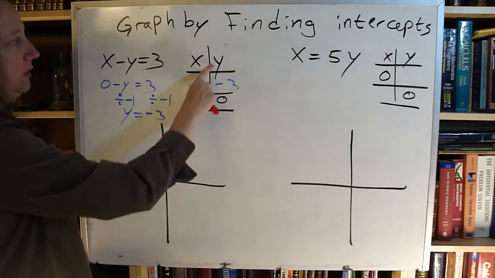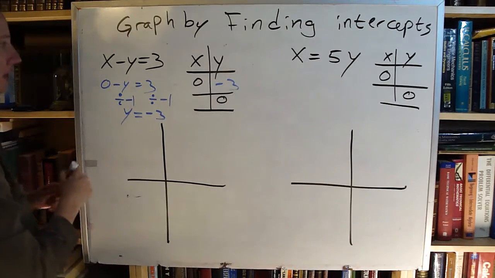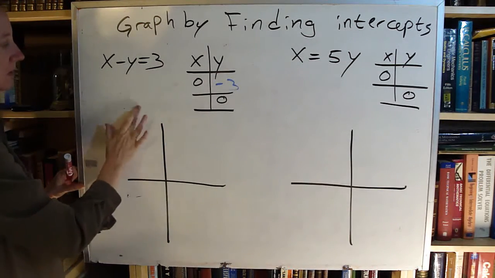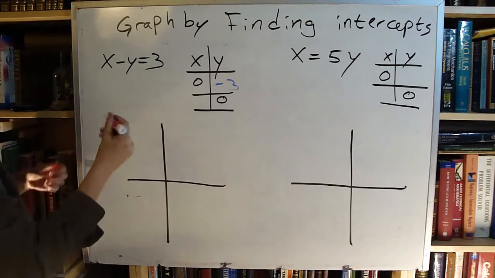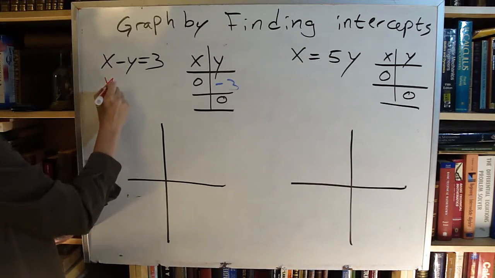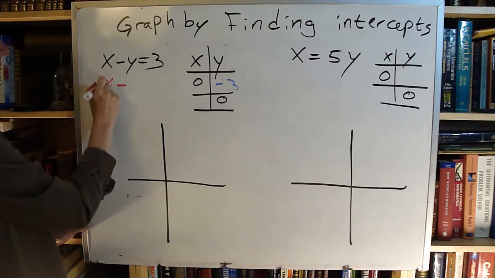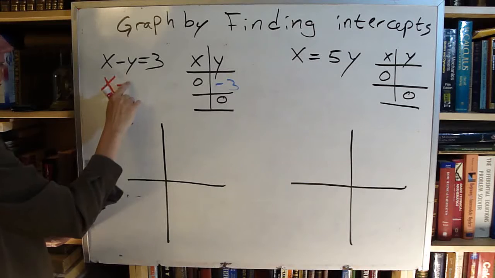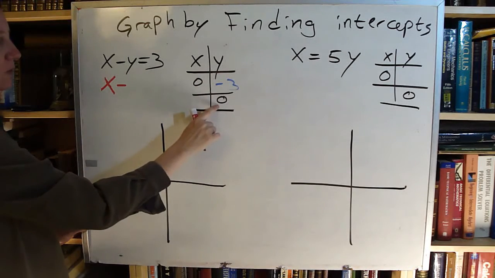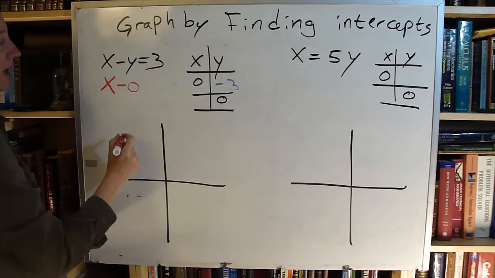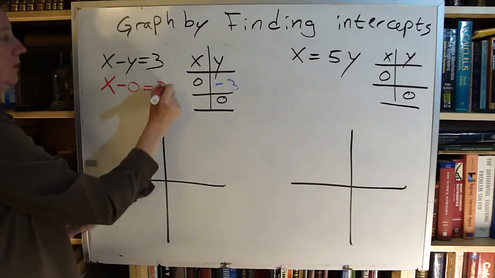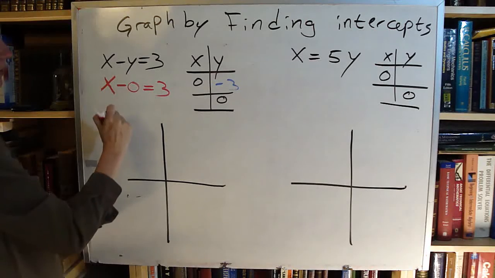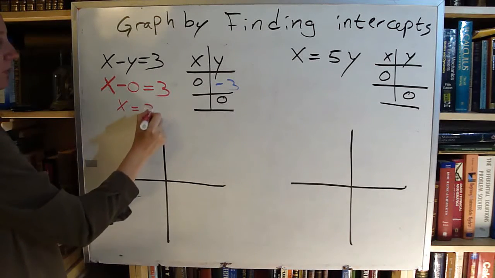Making y equal to 0. So I need space here. x minus y, y is equal to 0. So x minus 0 equals 3. Taking nothing away from it, so I have just plain x equals 3.